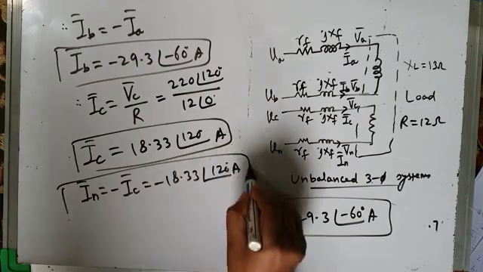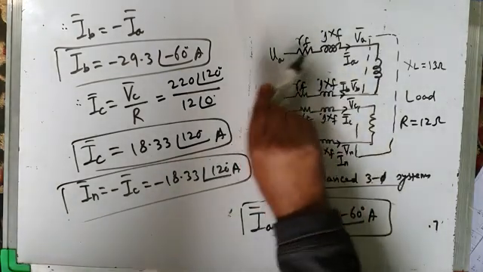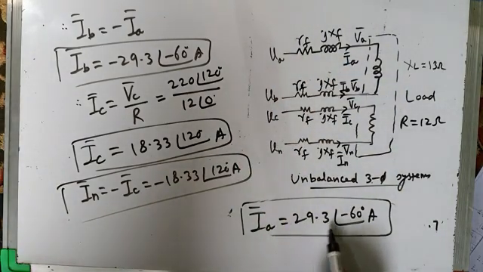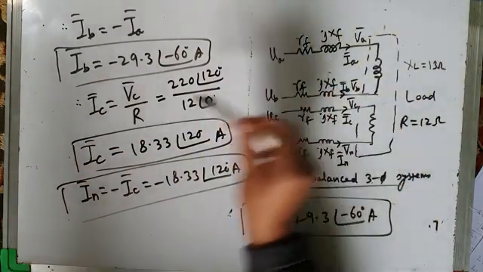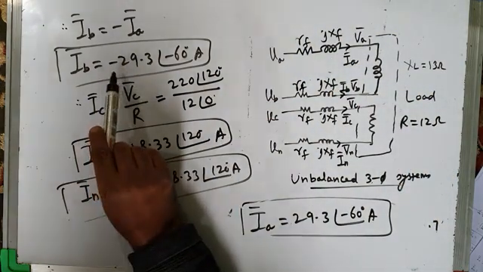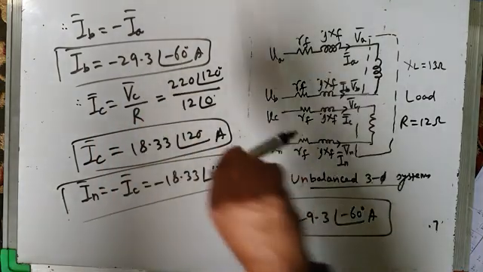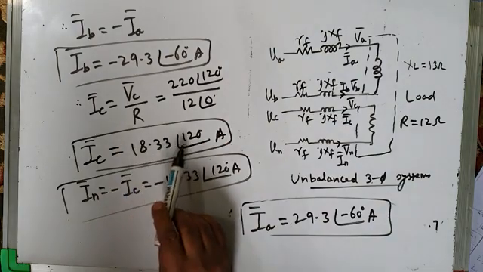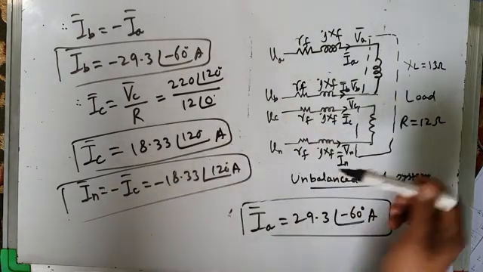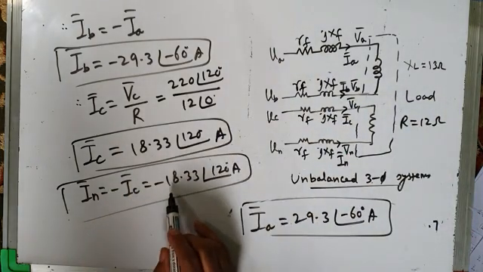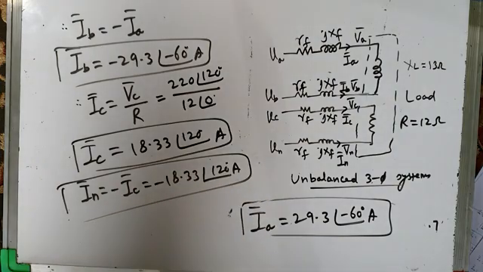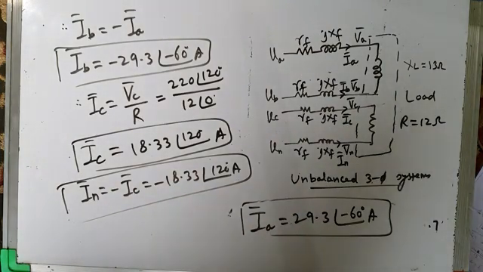So we have got all the currents. We have got line current IA as 29.3 amps at an angle of minus 60 degrees. Line current IB is the same but opposite, minus 29.3 at an angle of minus 60 degrees amps. Line current IC is 18.33 at an angle of plus 120 degrees amps, and neutral current is minus 18.33 at an angle of 120 degrees amps. So that completes our part A.